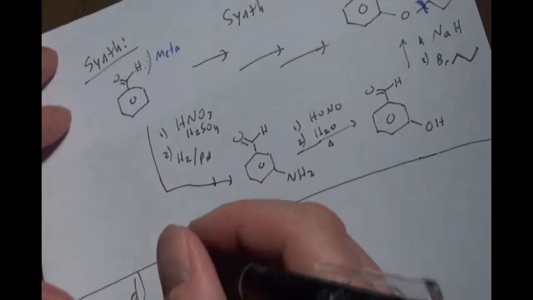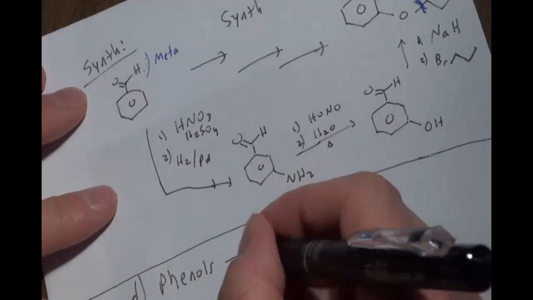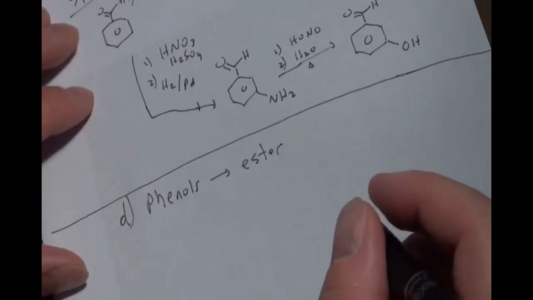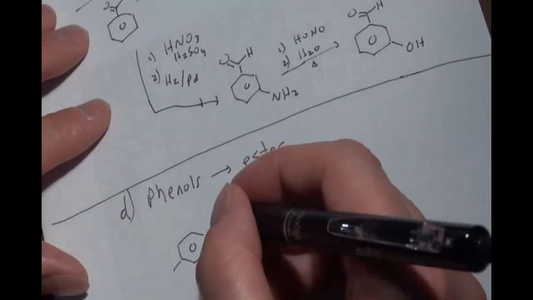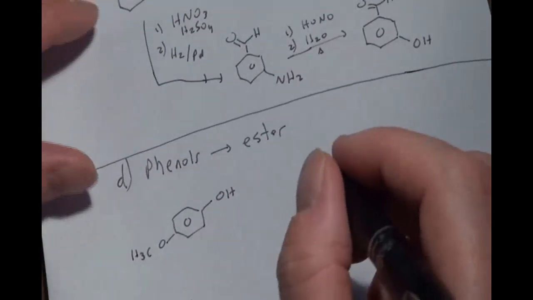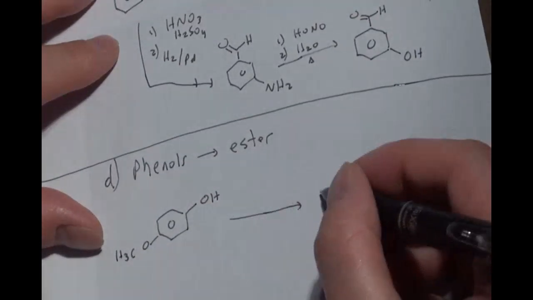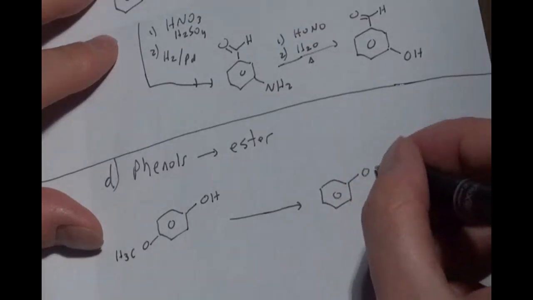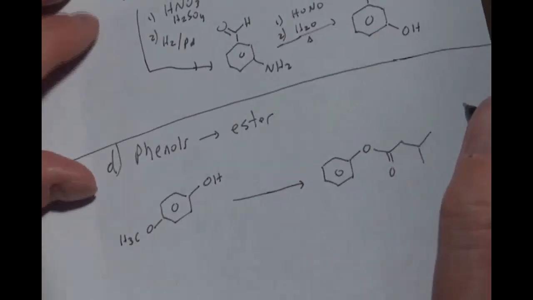Other chemistry, phenols. Can we convert a phenol to an ester? And the answer is yes, and it's very easy. So let's just show how, if I have a random phenol, and we have a methyl ether on the left, phenol on the right. Anyways, we can make some kind of ester, right? How do we turn a phenol into an ester?